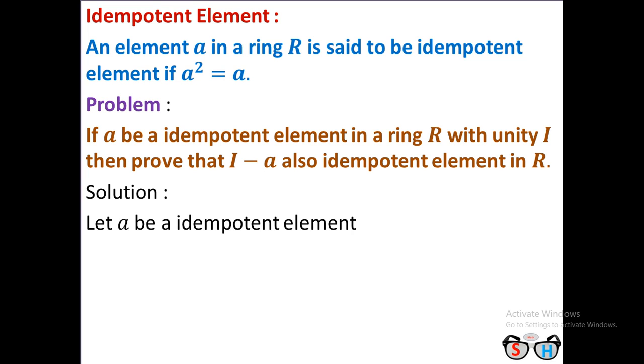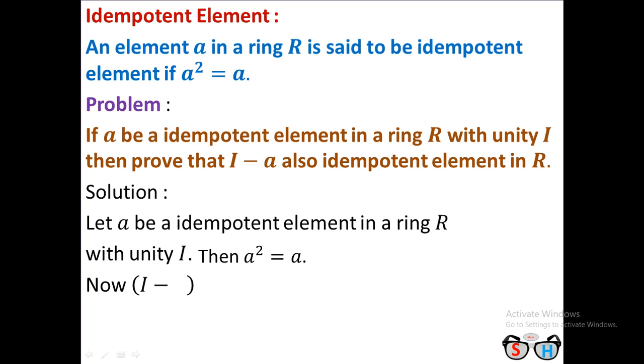Suppose A is an idempotent element in a ring R with unity I. Since A is an idempotent element, we get A square equals A. Now our target is to prove I minus A is an idempotent element. That is, you have to prove that (I minus A) whole square equals I minus A. For that purpose, we calculate (I minus A) whole square, which means (I minus A) into (I minus A).